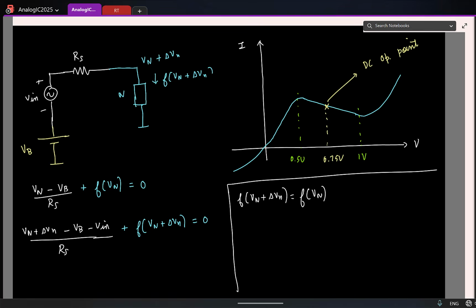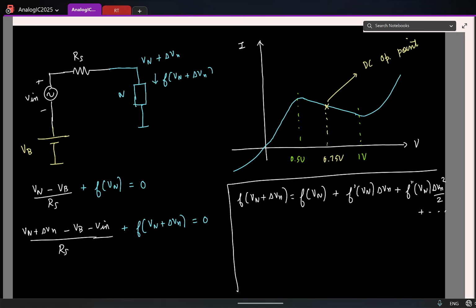f of Vn plus f dash of Vn times delta Vn plus f double dash of Vn times delta Vn square by 2 plus all the higher order polynomial terms.